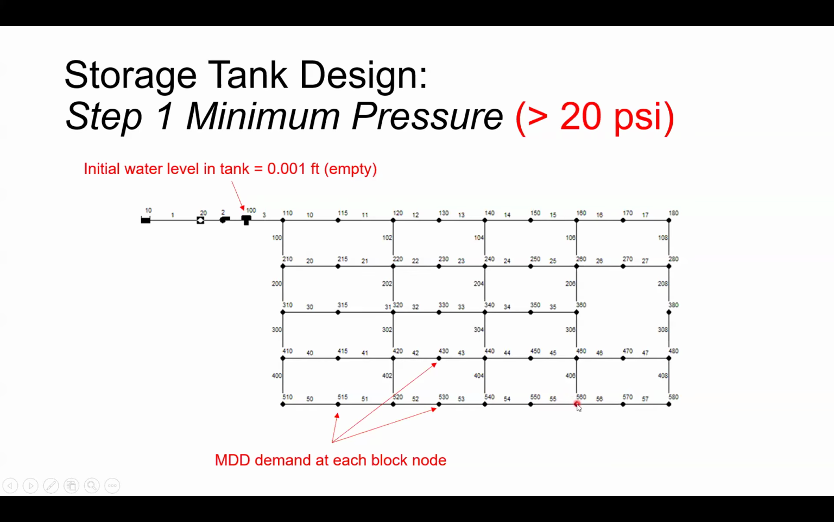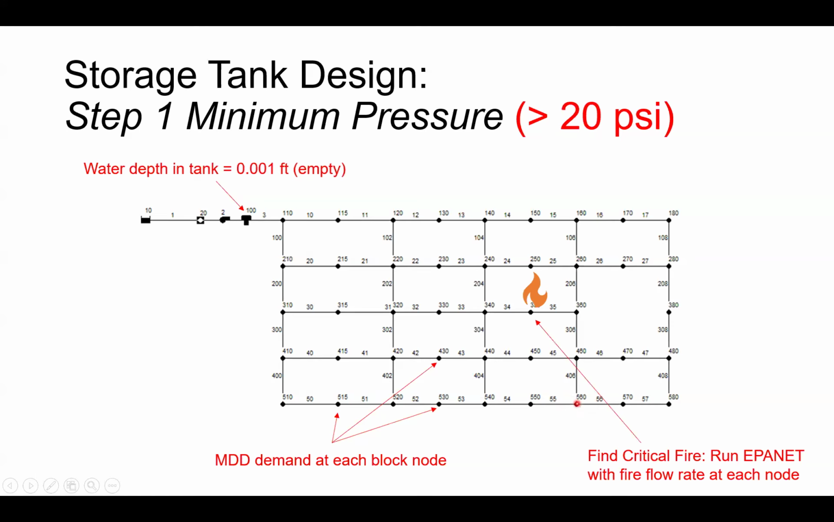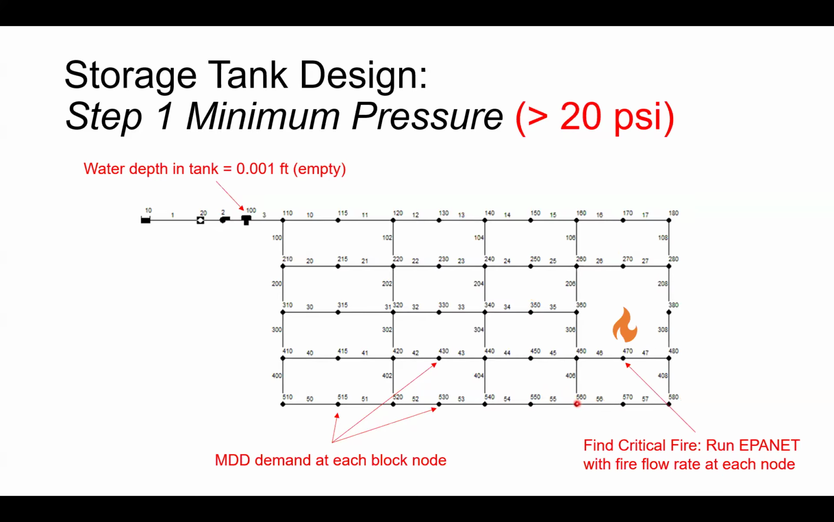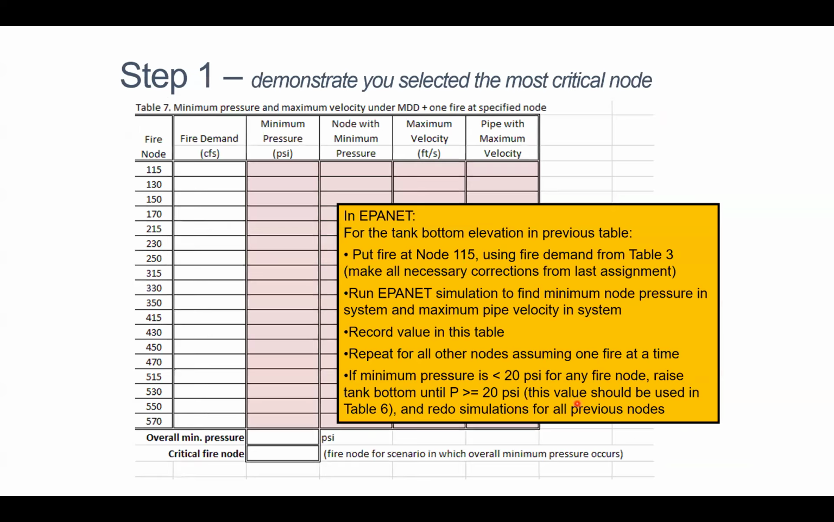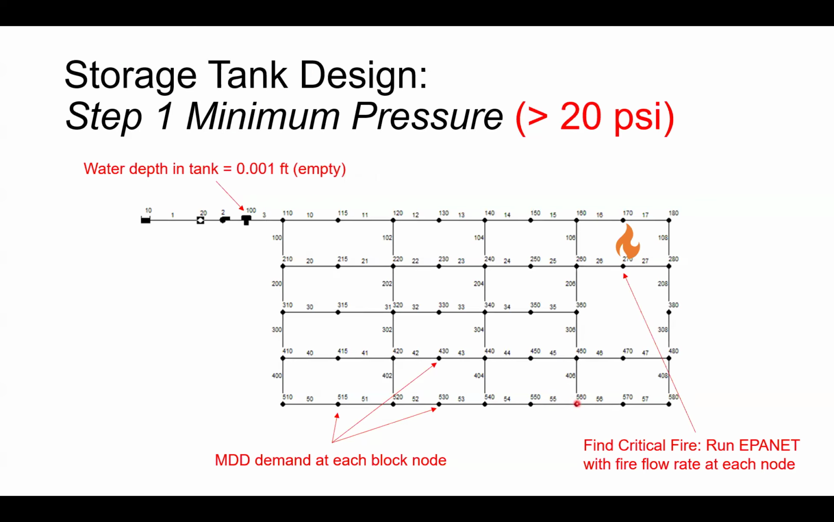And then we're going to put a fire on the nodes. You're going to find which fire causes the lowest pressure in the system. Okay, so you're going to try a few of those. And I'm going to give you a hint. You just need to go back to that homework 2 assignment and think about which one of these blocks is going to have the biggest fire demand, the biggest flow rate for a fire. So that'll help you zero in on which nodes you want to think about.